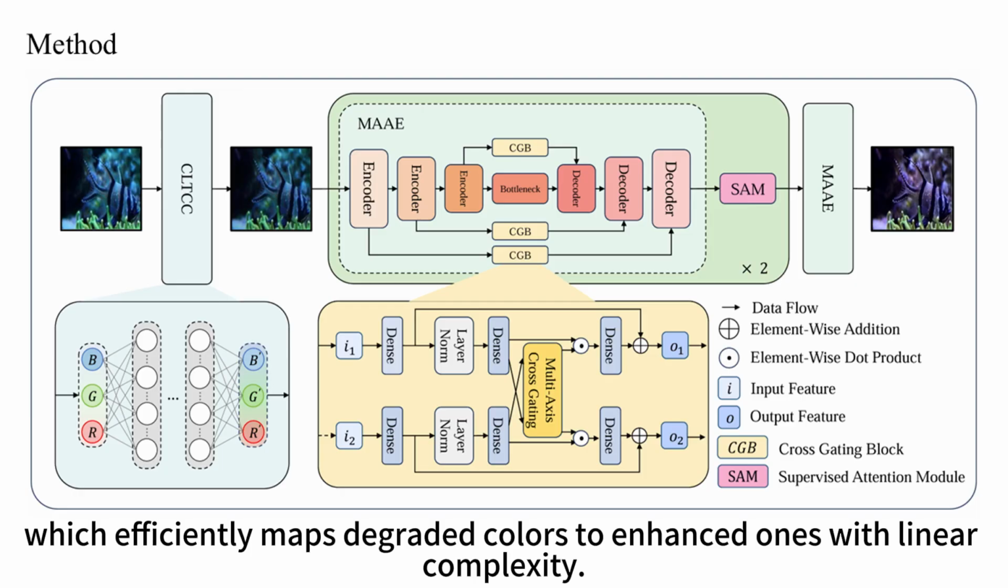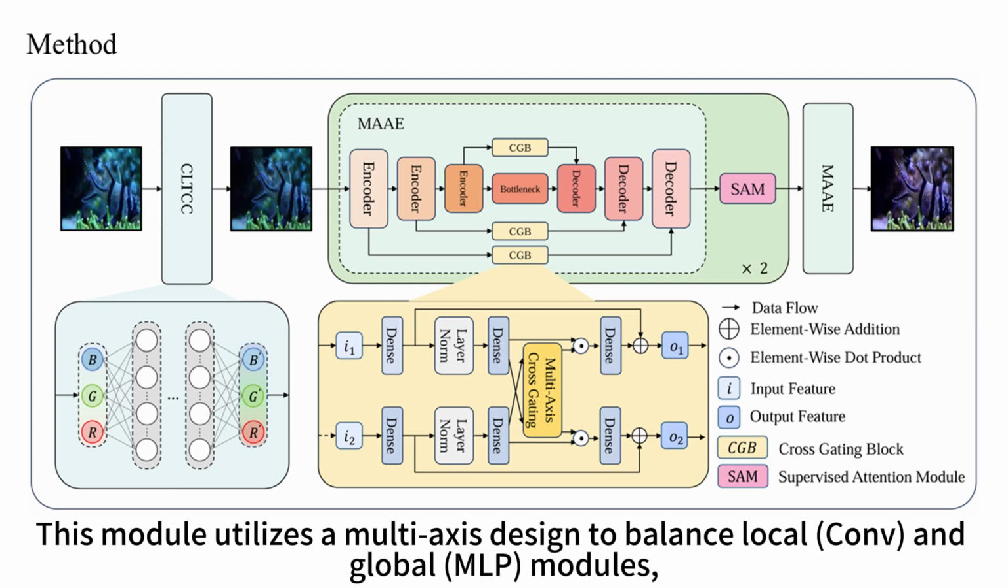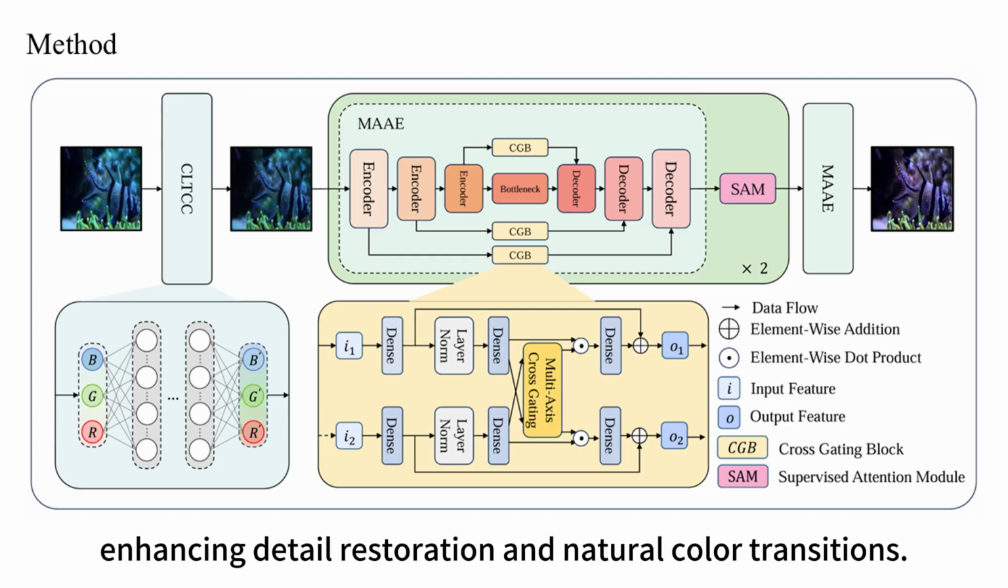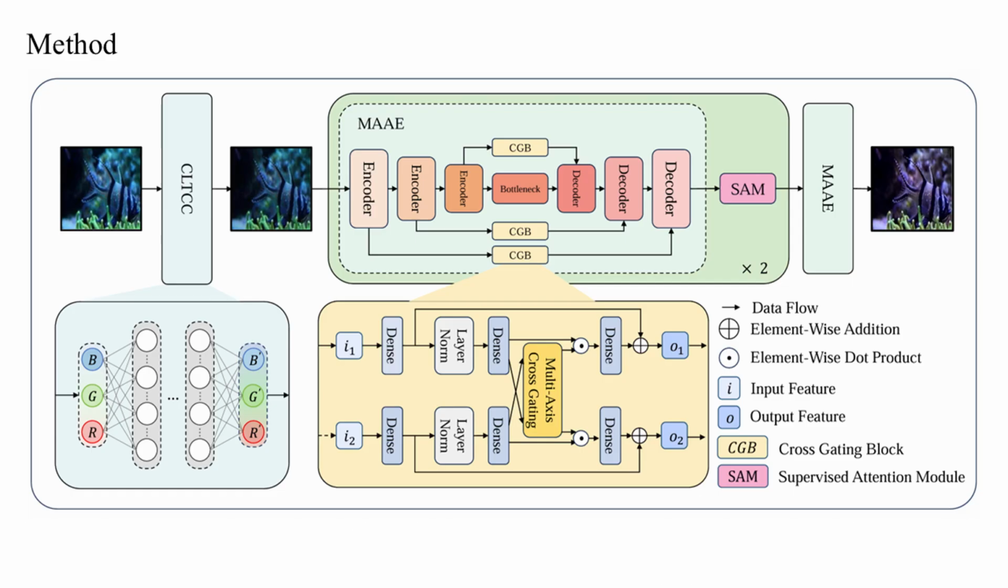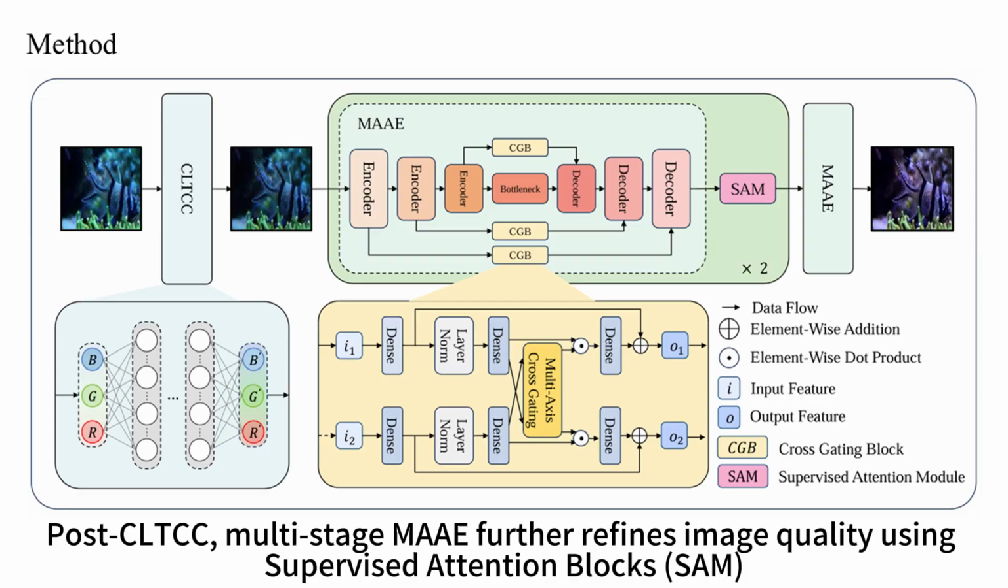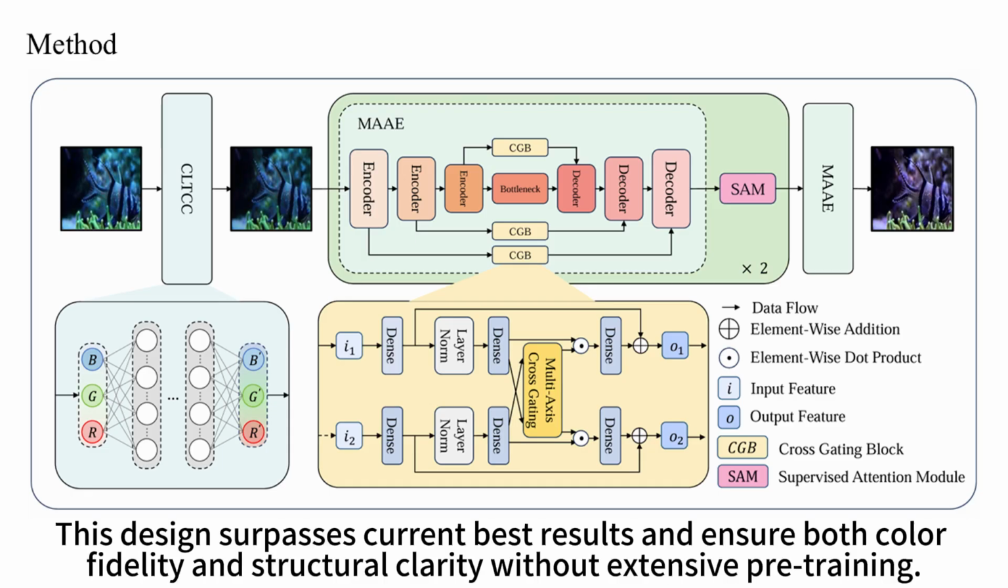linear complexity. As for MAAE, Multi-Axis Adaptive Enhancement, this module utilizes a multi-axis design to balance local, CONV, and global, MLP, modules, enhancing detail restoration and natural color transitions. The cross-gating block, CGB, improves encoder-decoder interaction for better global consistency. Post-CLTCC, multi-stage MAAE further refines image quality using supervised attention blocks, SAM, for feature extraction across stages. This design surpasses current best results and ensures both color fidelity and structural clarity without extensive pre-training.